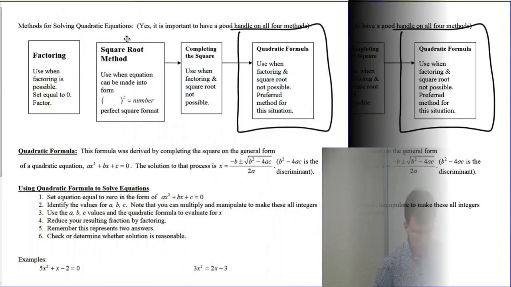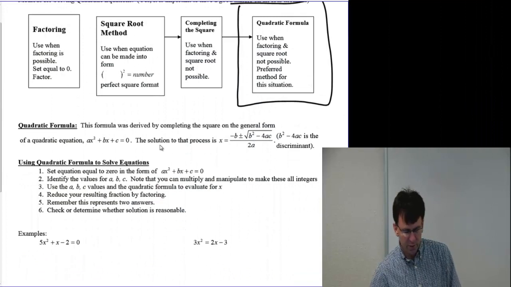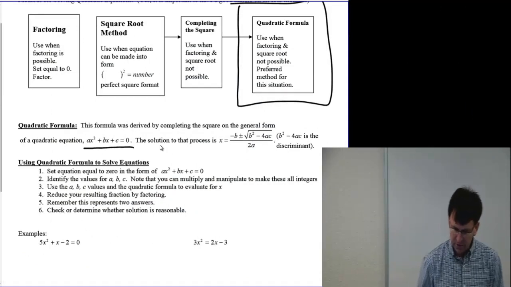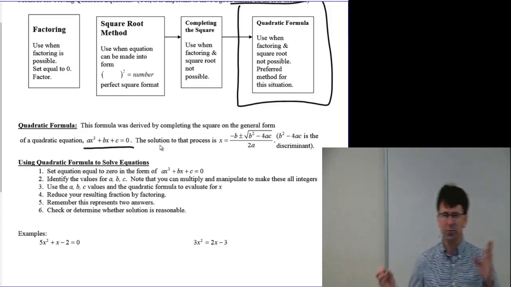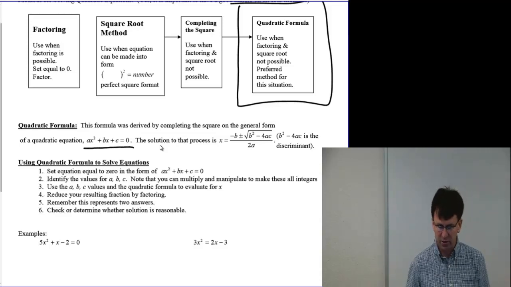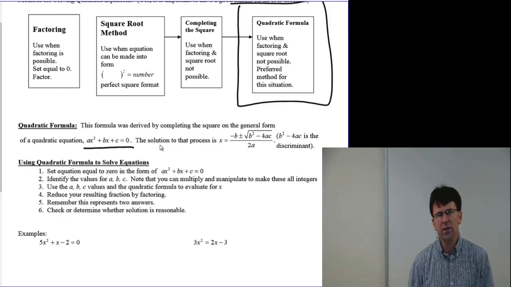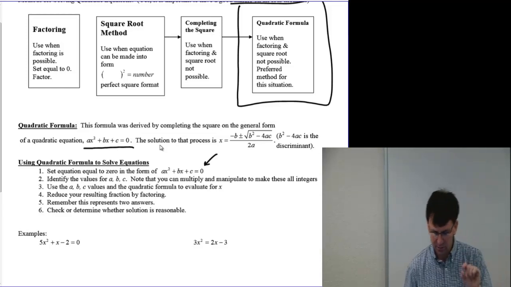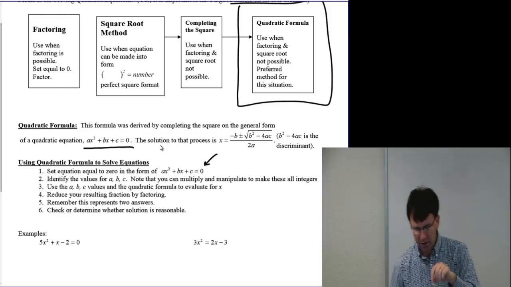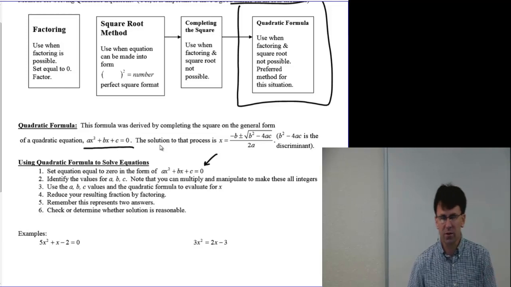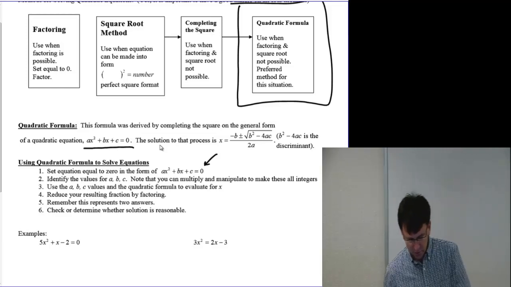So the quadratic formula is derived by completing the square against a generic quadratic equation of ax squared plus bx plus c equals 0, and it comes from that place. In order to plug numbers into the quadratic formula, you have to start off with an equation that is in exactly that form. Some number times x squared, plus some number times x, which is the b, plus some constant. Any of those could be zeros or negative numbers.